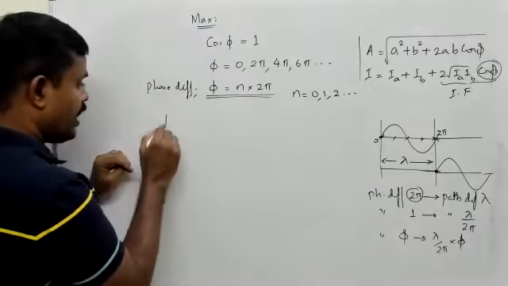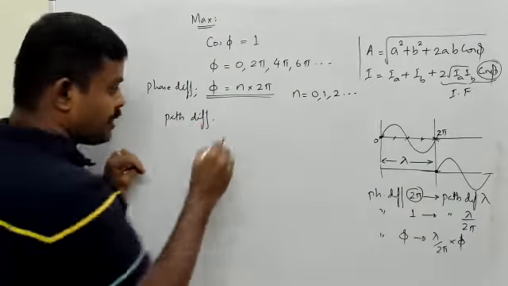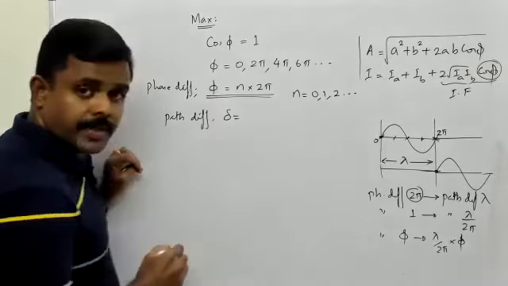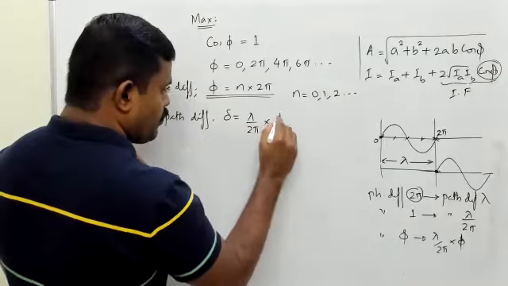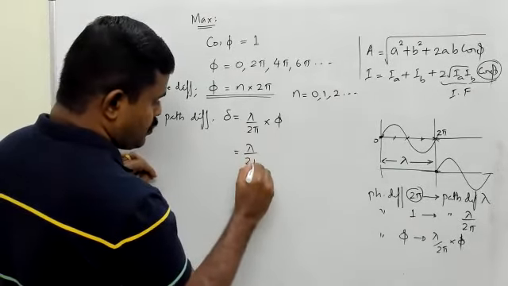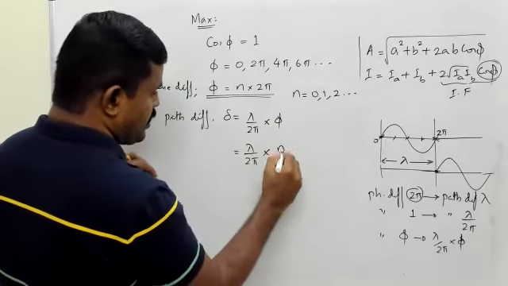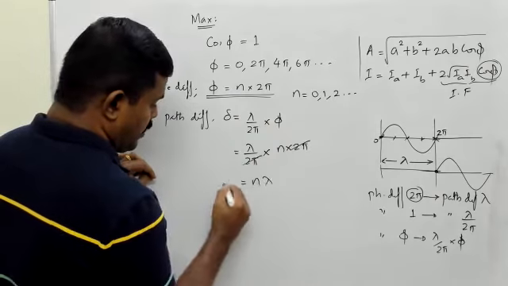Why did I do that? I can now find the condition for path difference. Path difference is usually called delta. How do you find it? It is lambda by 2 pi into the phase difference. I have written here n into 2 pi. The 2 pi gets cancelled, and you get n lambda.